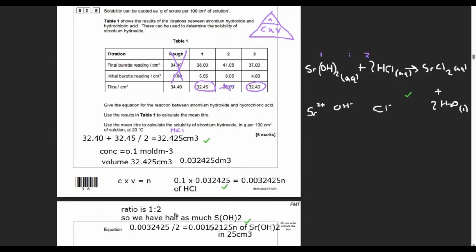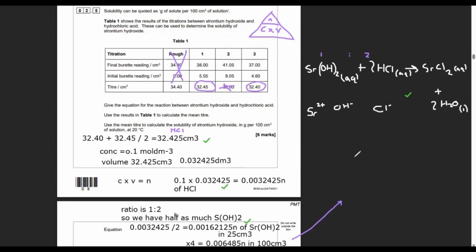And now what we need to do is times our moles by 4. You could turn it to mass and times that by 4. I'm timesing it at the mole stage. It doesn't really matter which stage you times it by 4, but there needs to be a times by 4 in there. I now know that I've got 0.006485 moles in 100 centimeter cubed, and all we've got to do to find out the solubility is find out how much that is in grams.